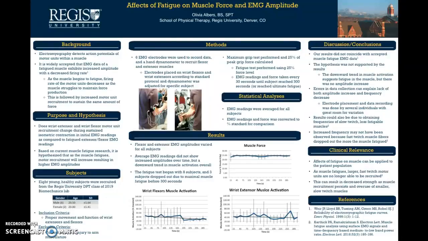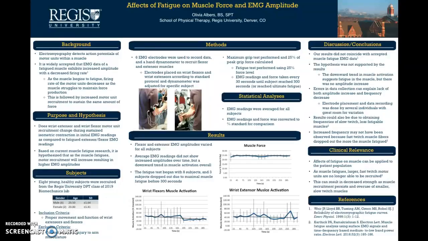Electrodes were placed on the muscle belly of each subject's wrist extensors and flexors, and a maximal voluntary contraction was taken. 25% of this force was calculated and then sustained by each subject for the fatigue test.